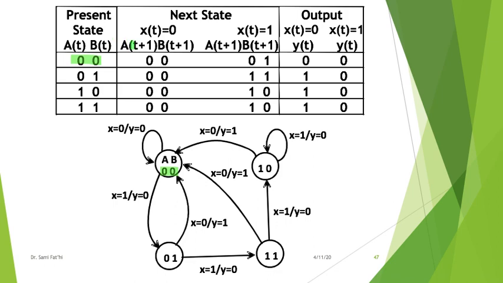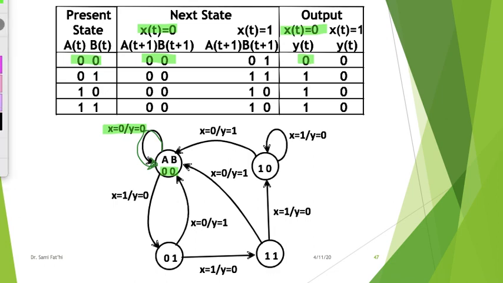Let's take the first one, when the input is 0. What will be the output when the input is 0? It will be 0, so here 0 and 0. Then the next state: what is the next state? 0 and 0. That's why when we drew the arc, it came back to the same state, because the current state is the next state.